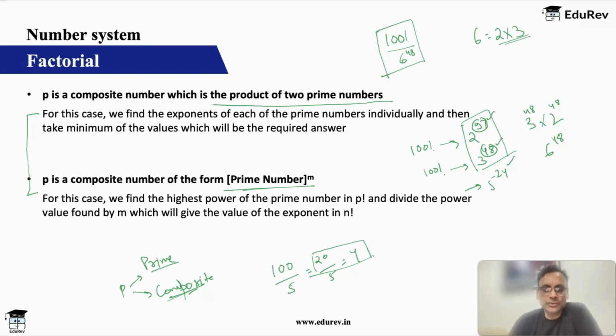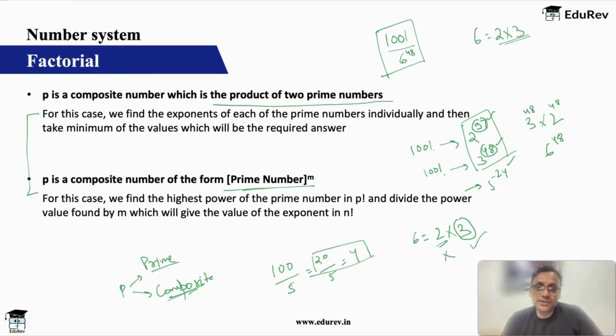So what you need to do, if the question is about 6, you know it is 2 into 3, 3 is going to be lesser available than 2. So actually you don't need to check for 2. You just check for 3, and whatever is the availability of 3, that will be your answer automatically, because 2 will be more than that.